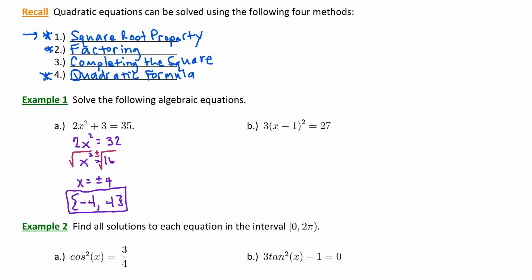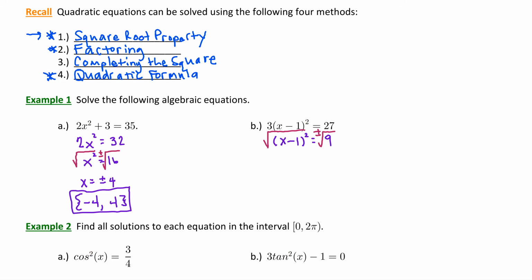We can also solve example B using the square root property if we first isolate the squared part. We can do this simply by dividing both sides by 3. And then we can take the square root of both sides. Remember, when you apply the square root to both sides, you get one positive and one negative root. On the left side, the square root and the square cancel out, leaving behind just the base, x minus 1. And on the right, we have 2 possible values, plus or minus 3.